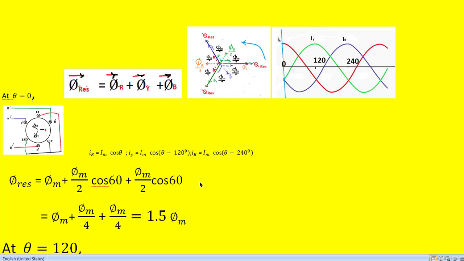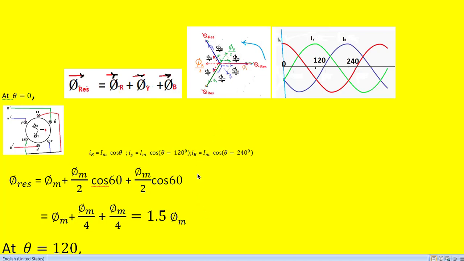So we get like this. Once we simplify this, cos 60 means half. So we write phi m plus phi m by 2 into 1 by 2, so we write phi m by 4. Here also phi m by 2 into 1 by 2, so we get phi m by 4. If we add these three vectors, the resultant vector is in the R phase direction, like this. And the maximum value of the resultant flux is 1.5 times the maximum flux of each phase.